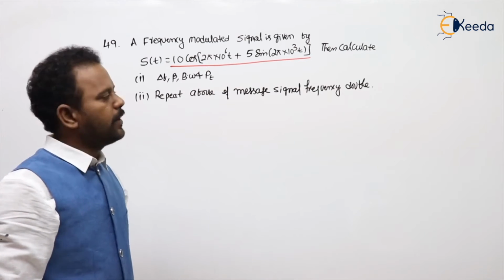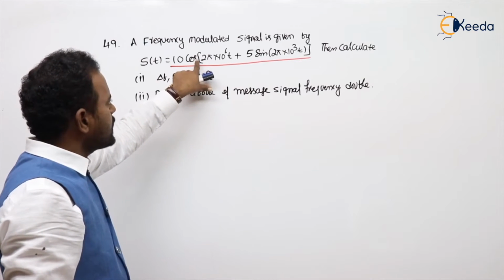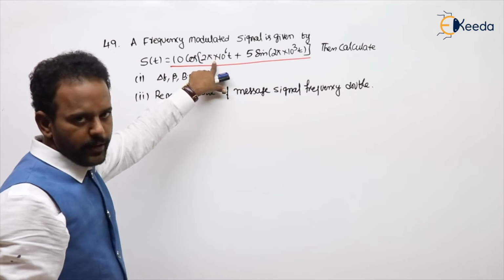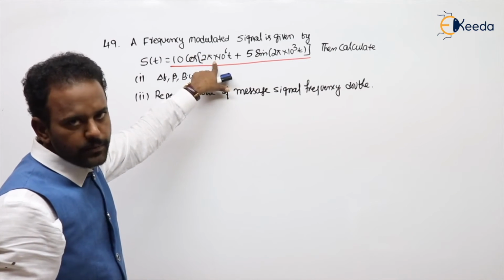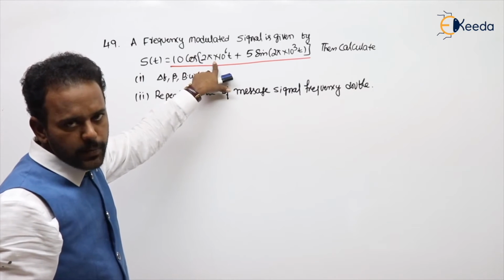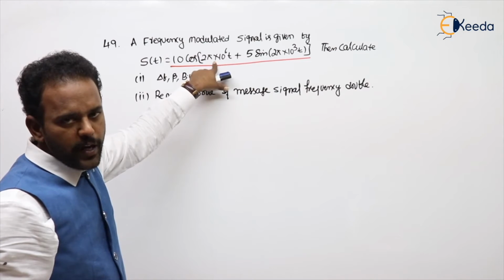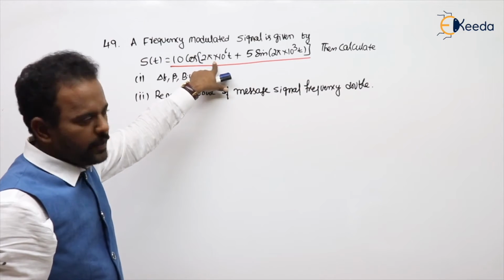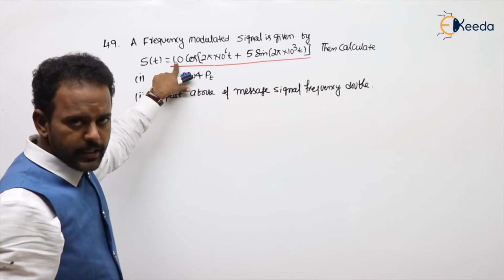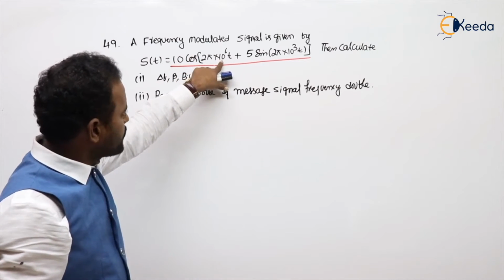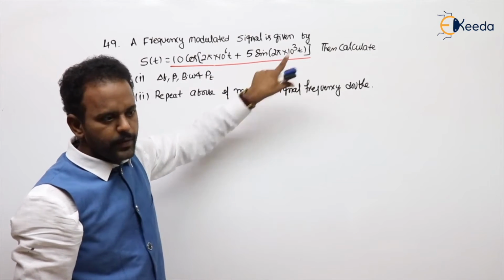Now, if you see this expression, this is the singletone FM expression they have given, expression number 12. Compare with that singletone expression. What is the singletone FM expression? S of t equal to AC cos 2 pi FCT plus beta sin 2 pi FMT. So this 10 is nothing but AC and this is FC. This is modulation index beta. This is FM.